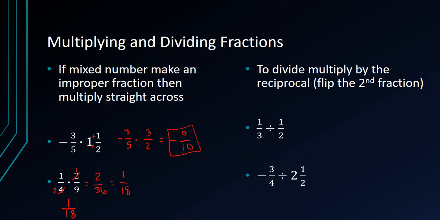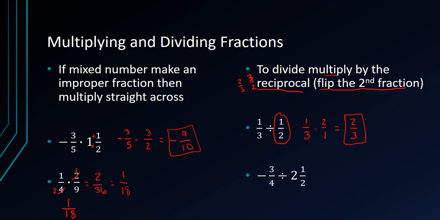Now dividing is very, very similar. To divide, you're actually multiplying by the reciprocal. So remember, reciprocal means you're flipping your fraction over. So if you had like 2/3, you're going to flip that over to 3/2. Okay, but we only do that to the second fraction. And then it's multiplying. So to divide, we multiply by the reciprocal. So this problem here, 1/3 divided by 1/2, is actually 1/3 times 2/1, the reciprocal of 1/2. And then it's just like multiplying. I can multiply straight across and get 2/3.